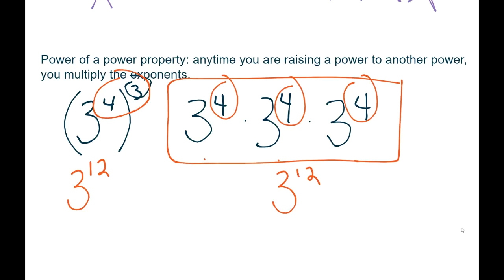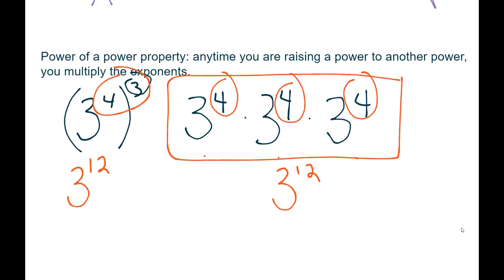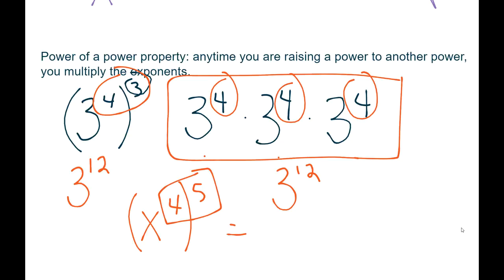But anytime you have a power to a power, for example, the easiest way to remember this is if you have, let's say, x to the fourth raised to the fifth. See how those powers are right next to each other like that? Then you automatically know it's multiplication. So it's going to be x to the 20th.